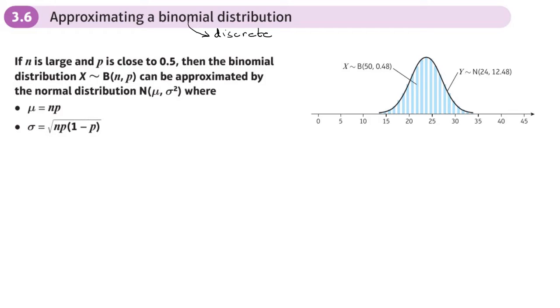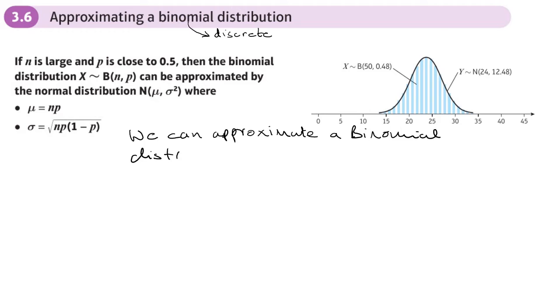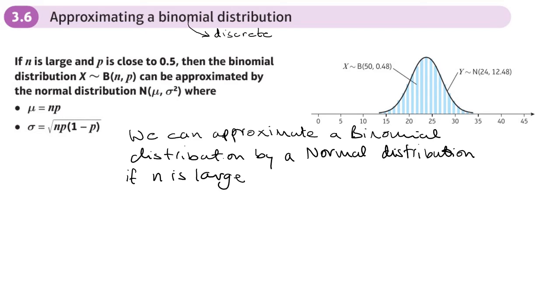First of all, we're looking for n to be large. What we mean by that is it needs to be greater than 50, and we also want p from the binomial distribution to be close to 0.5. That will give us this nice symmetrical shape. So we can approximate a binomial distribution by a normal distribution if n is large, greater than 50, and p is close to 0.5.